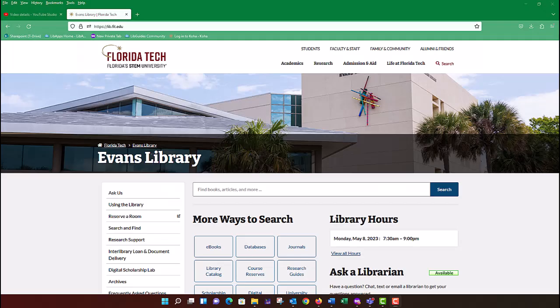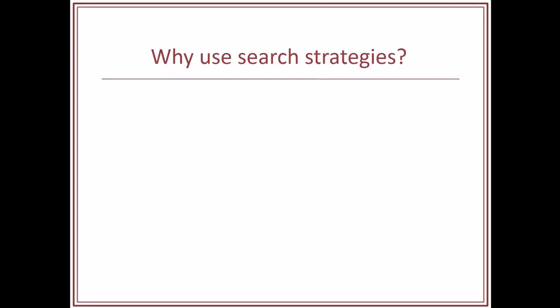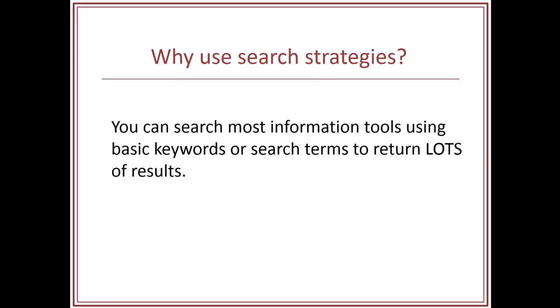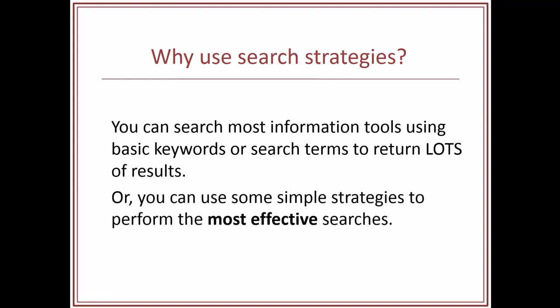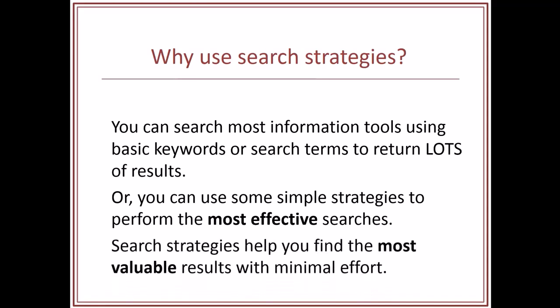In this module, we will discuss basic search tips and strategies for academic research. You can search most information tools using basic keywords or natural language to return hundreds or thousands of results. Or you can use some simple strategies to perform the most effective searches. Using search strategies points you to the most valuable results with minimal effort and eliminates the need to sift through unusable results.